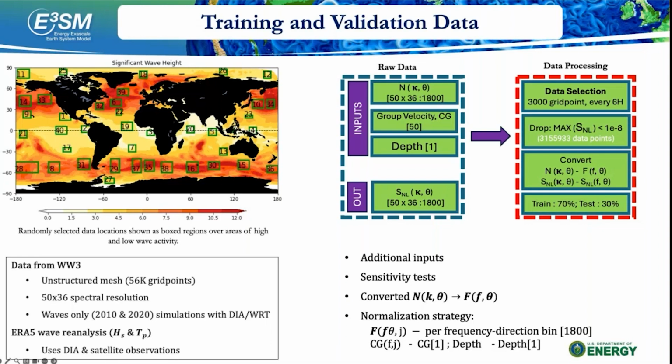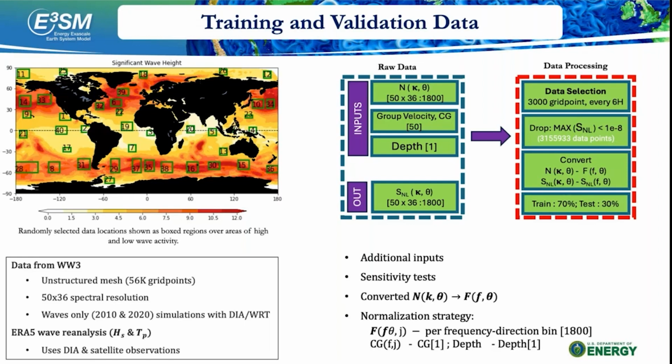Another thing we did is that nonlinear wave interaction in WaveWatch has values that range from the order of -25 to -2, and we had problems training with such a large range, so we wanted to know the important values. So we conducted sensitivity tests, and we found out that values less than order of -8 are not important, and we only selected the range between -8 and -2 for the training.